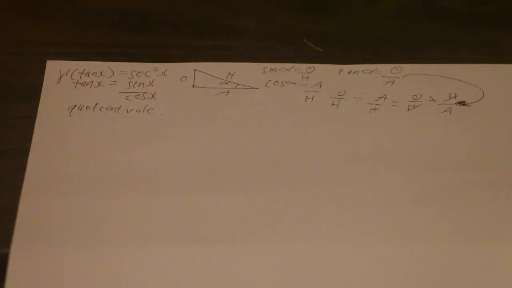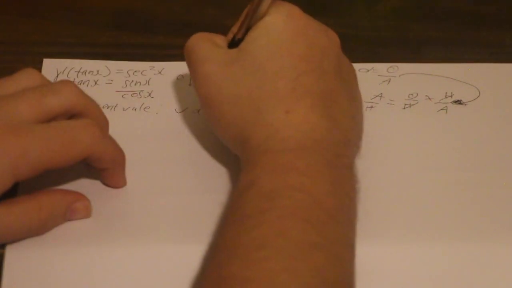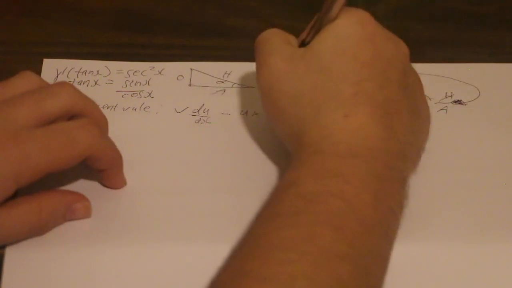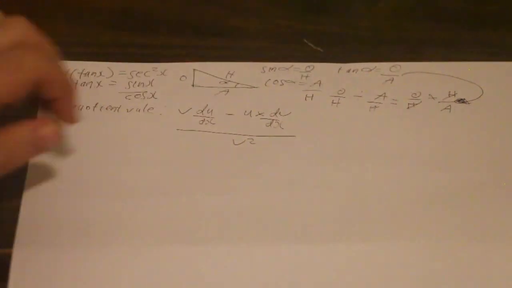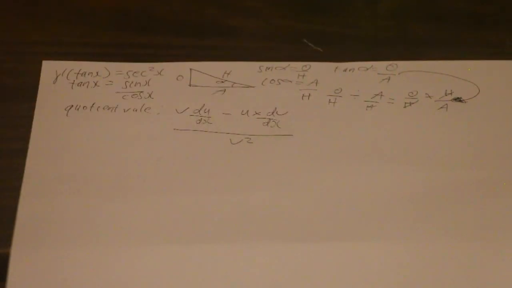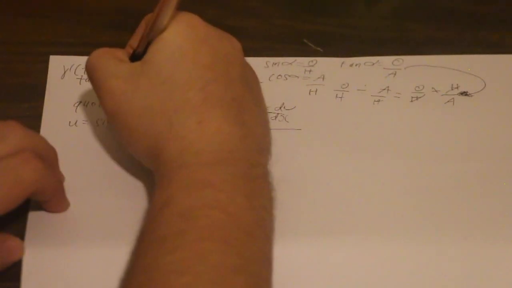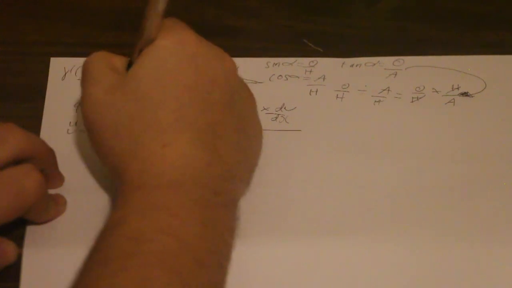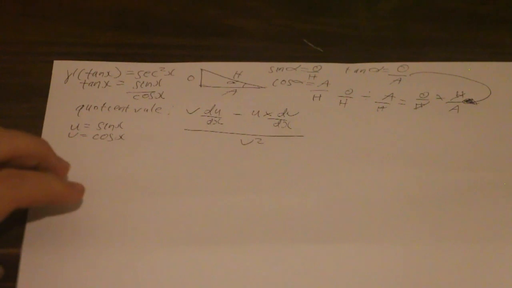Whenever you see a fraction, you use the quotient rule. So the quotient rule is v times du dx minus u times dv dx, all over v squared. That is the quotient rule. So u is equal to sin x, which is this part, and v is equal to cos x, which is that part, because quotient rule is used for fractions.